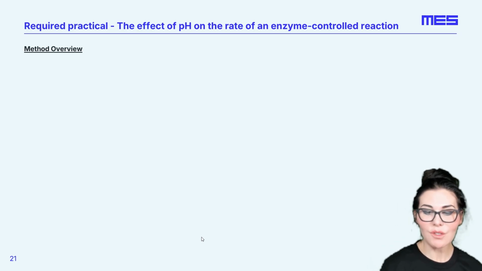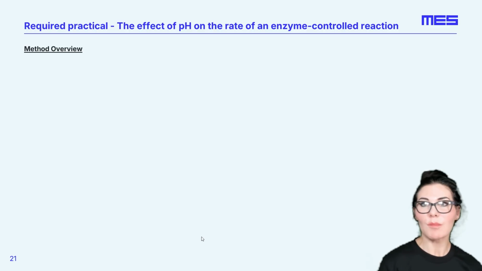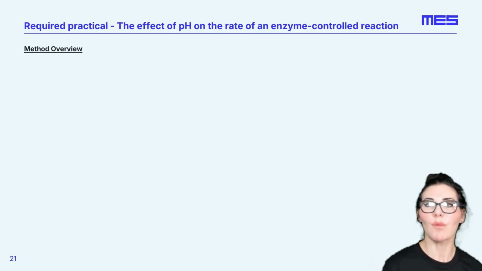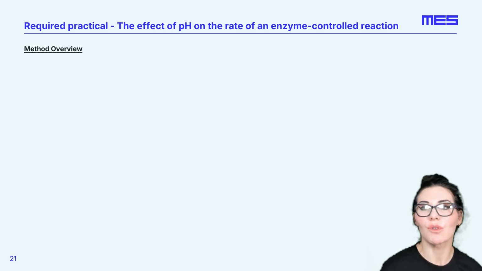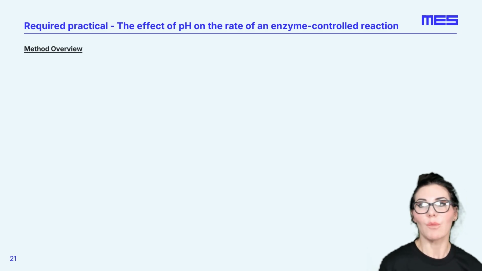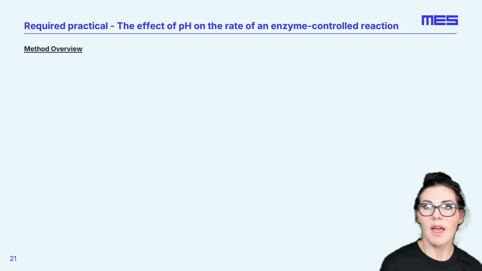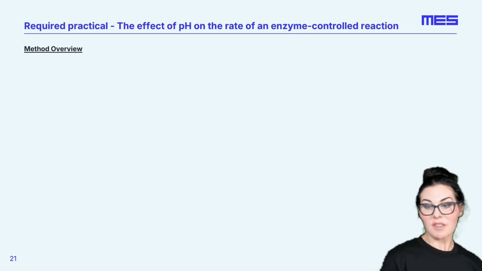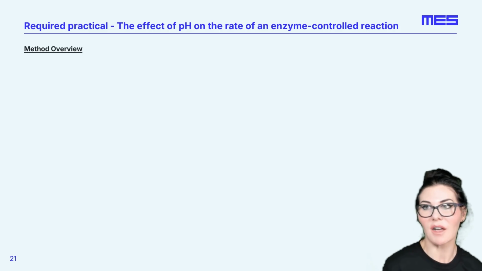Our second required practical is a little bit more technical than just looking at the qualitative test one. This time we're going to investigate the rate of an enzyme-controlled reaction if we change a particular factor that we know can affect enzymes. And in this example, it's pH. We know that enzymes are pH sensitive, so can we put enzymes and their substrate in different pH environments and see if it has an effect on the rate of the reaction?